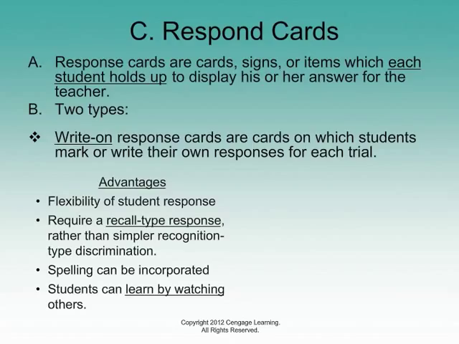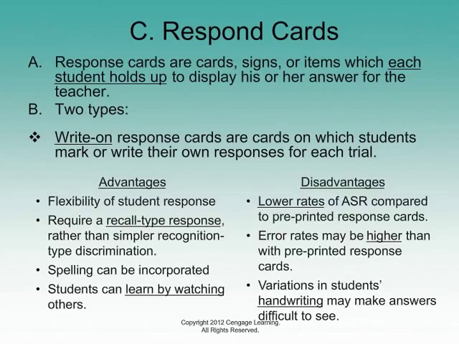Advantages of write-on response cards are listed here. And then some disadvantages are the lower rate of ASR, because with pre-printed cards, which are the other type of response cards, you can get more answers. So an example would be, okay class, what is the formula for the Pythagorean theorem?